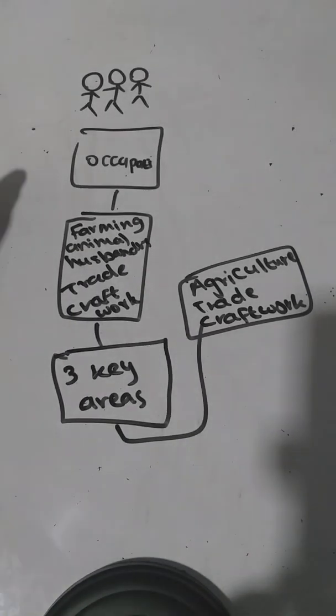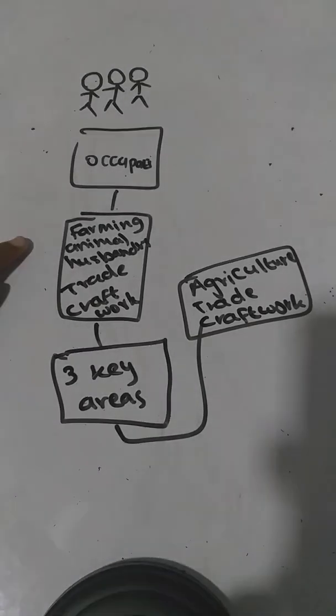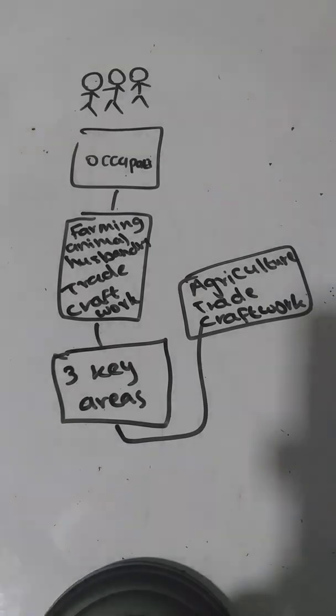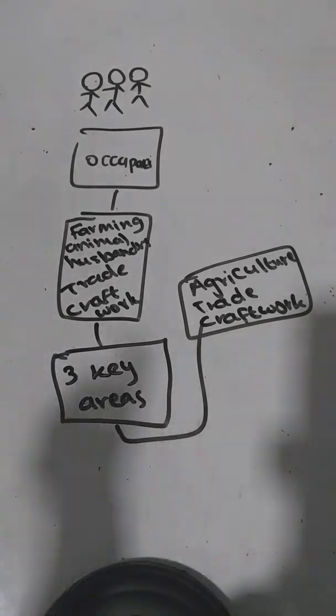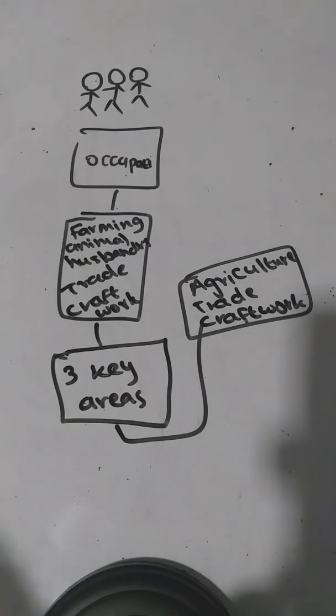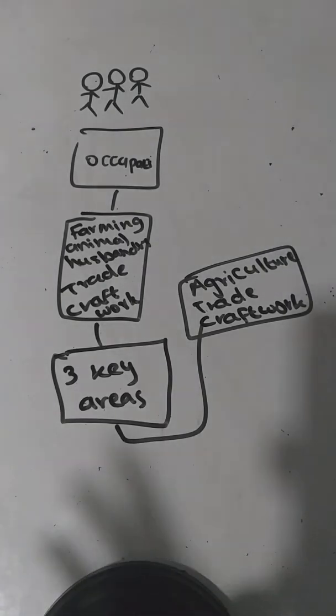The people of the olden days in our country engaged in various types of occupations such as farming, animal husbandry, trade, and craft work. They divided them into three key areas, agriculture, trade, and craft work. Once again, the people of the olden days engaged in various occupations and divided them into three key areas, agriculture, trade, and craft work. Now let us learn what chena cultivation is.